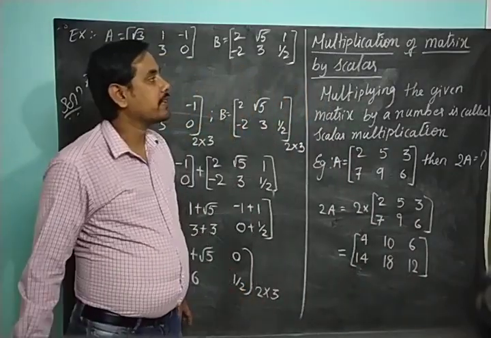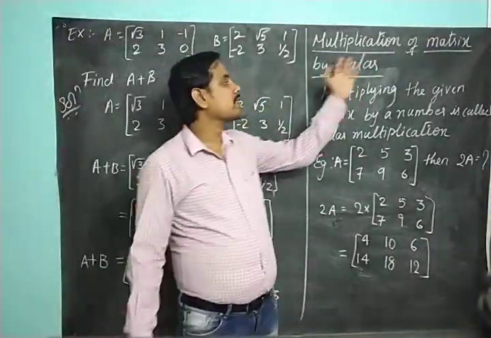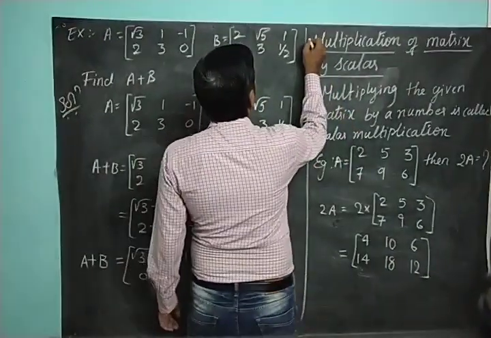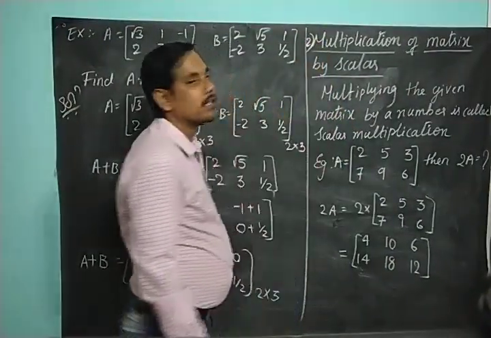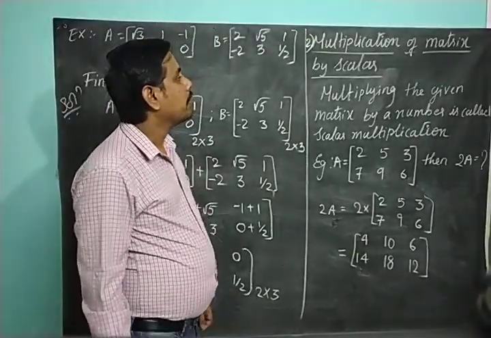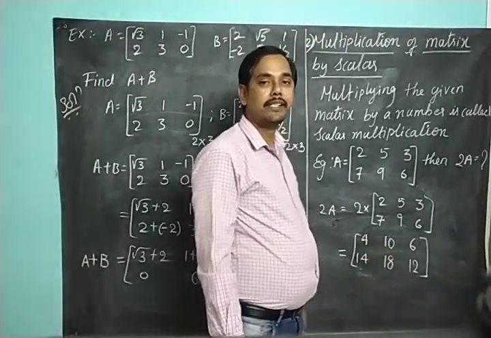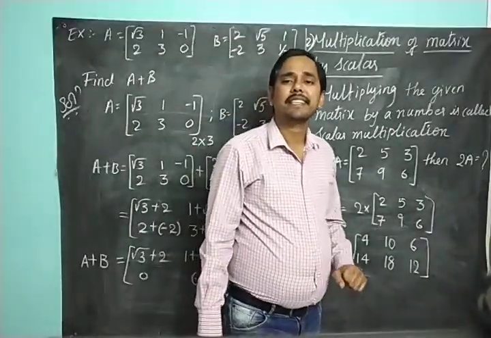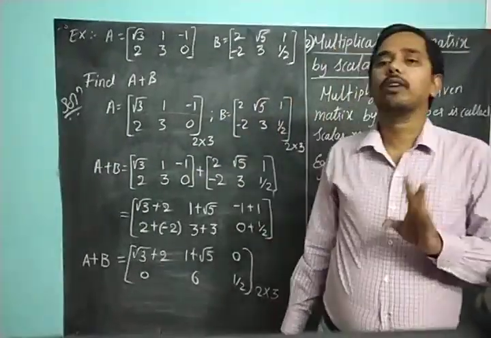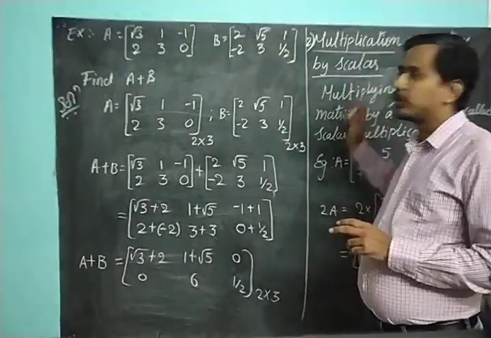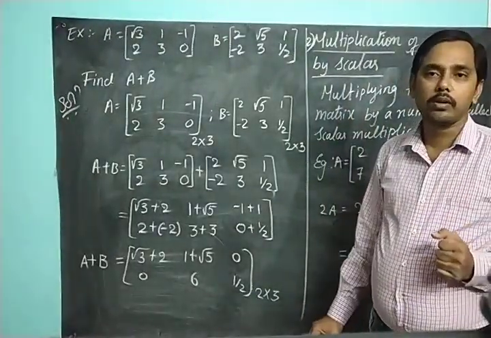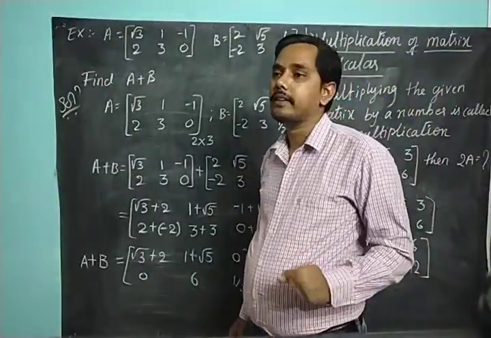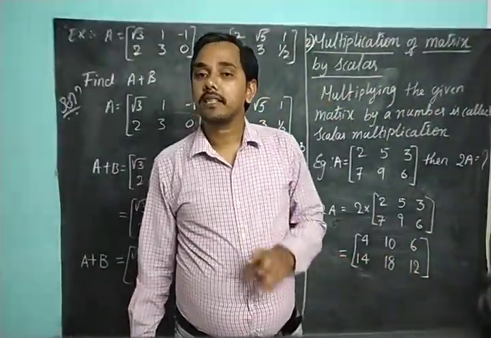Let's proceed further. The next topic here is multiplication of a matrix by a scalar. This is the second operation. So what do you mean by a scalar? A scalar is any number having only magnitude. Scalar means the quantity has only magnitude but no direction. So any number on the real line is a scalar.